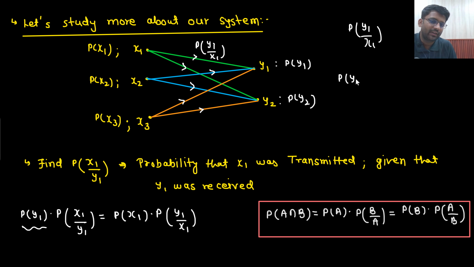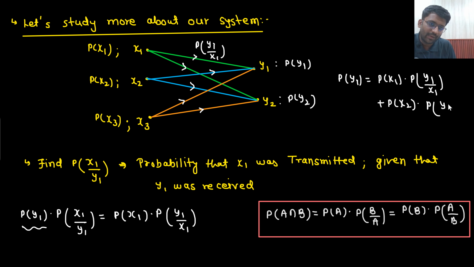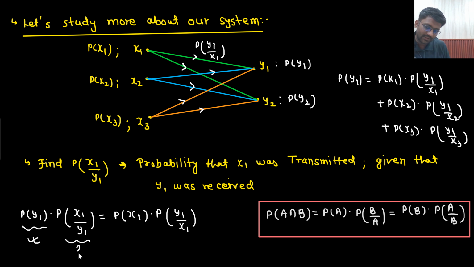How will you find out the probability of y1? Sir, the probability of y1 is very easy. Sir, you have already taught us the formula. It is not a formula. The simple way is that it could come from x1 multiplied by the probability of receiving y1 given that x1 was transmitted, plus it could come from x2 multiplied by the probability of receiving y1 given that x2 was transmitted, plus it could come from x3 multiplied by the probability of receiving y1 given that x3 was transmitted. This is your y1. So do I know this? Yes. Do I know this? No, I am supposed to find out this.